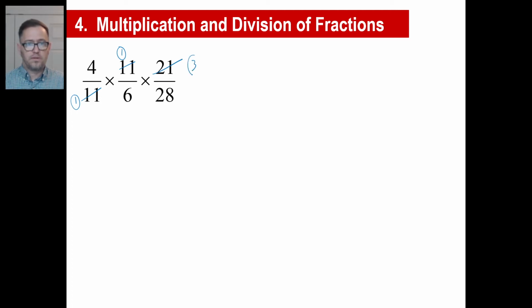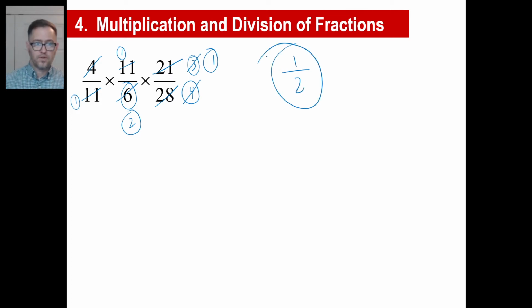7 goes into 21 3 times. 7 goes into 28 4 times. Okay, well look at this. We got a 4 and a 4, right? Doink, gone. But look, we got a 3 and a 6 as well. So it's going to be 1 there, and that's going to be 2 there. Wow, the entire thing. We have 1 times 1, that's just 1. Then 1 times 2, no, that's it. So the whole thing's 1/2. That's all there is to it.